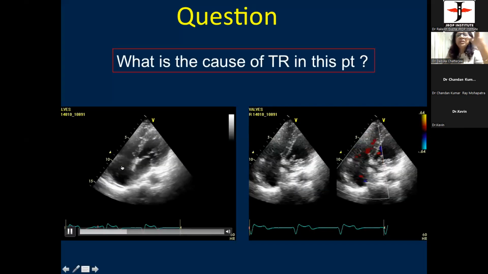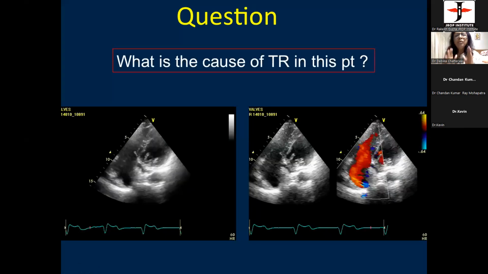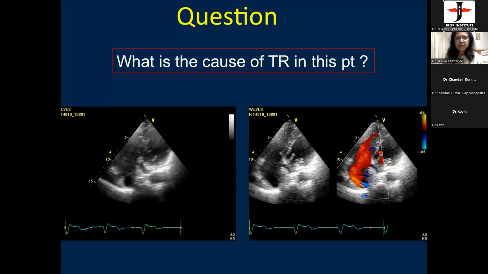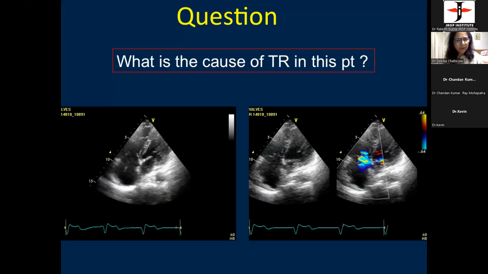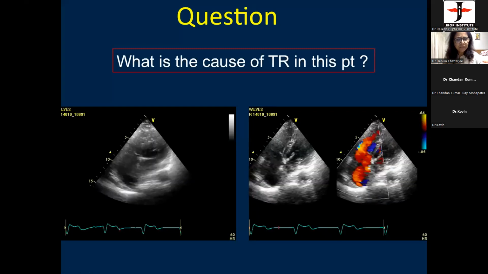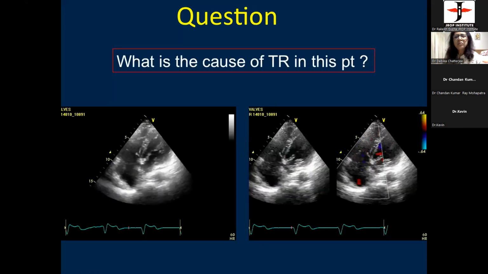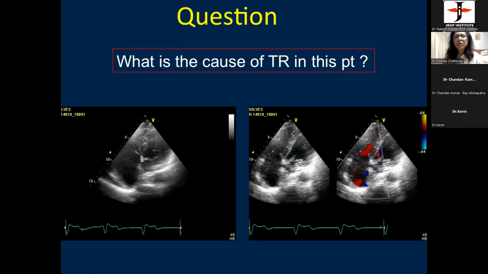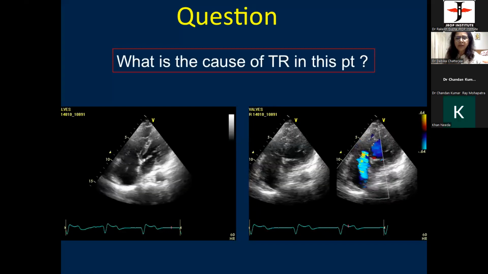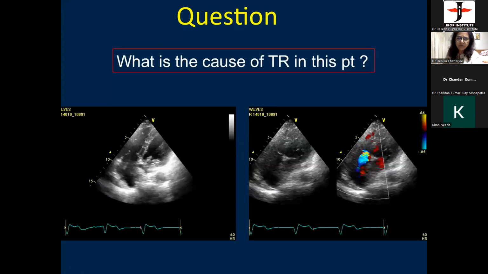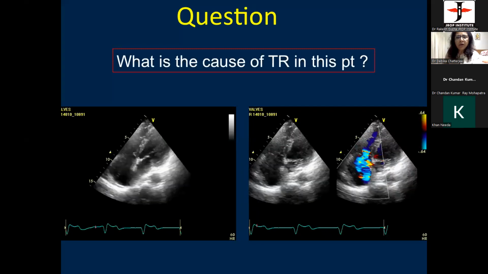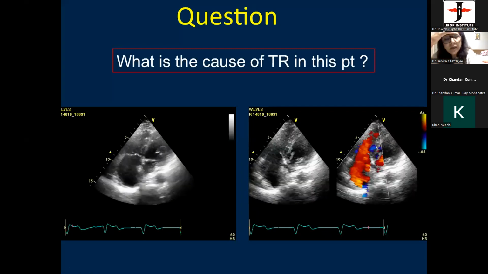Now tell me which is the best view to visualize the pacemaker lead? In the apical chamber, not visible. Ma'am, the RV inflow view. No. Subcostal view. Yes, subcostal view is the ideal view to visualize the pacemaker lead. Now, why is that? Why is that? Tell.